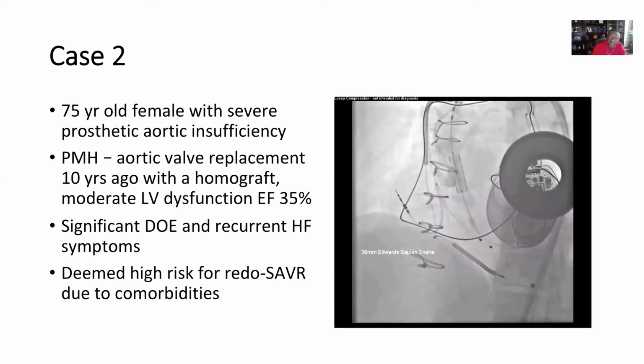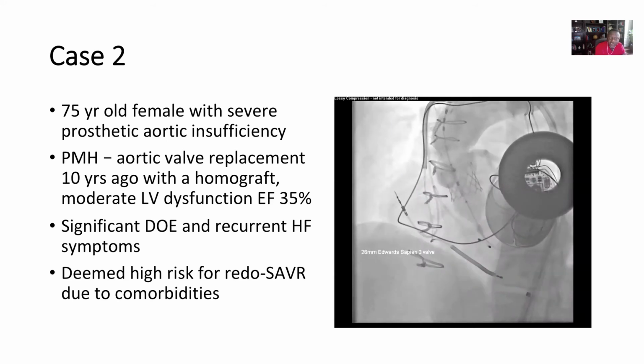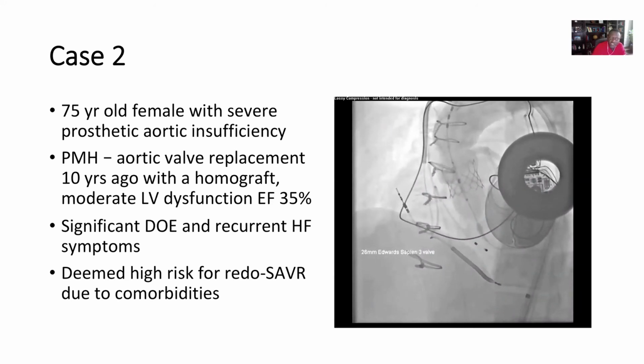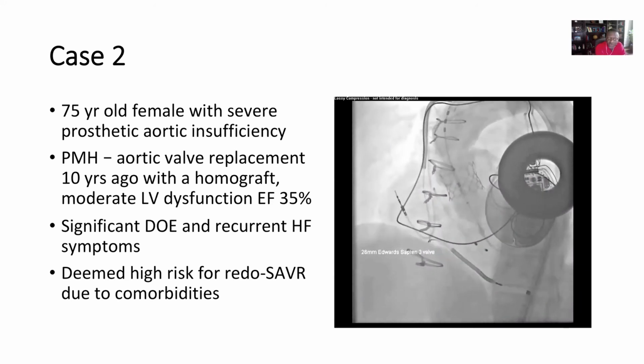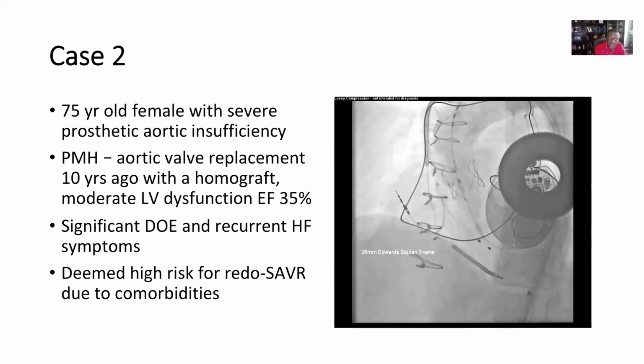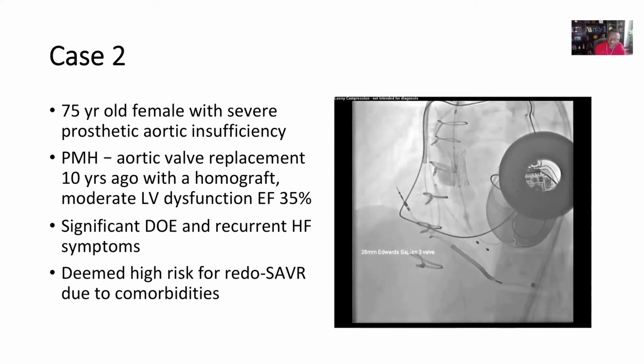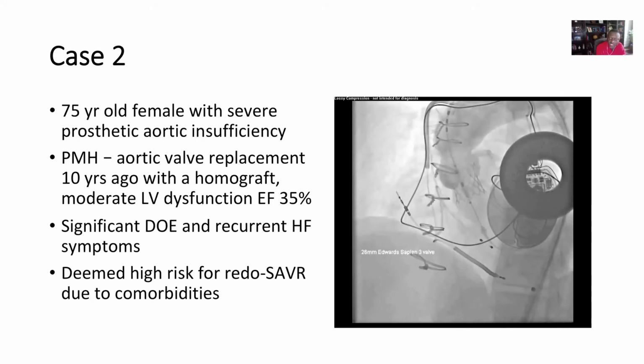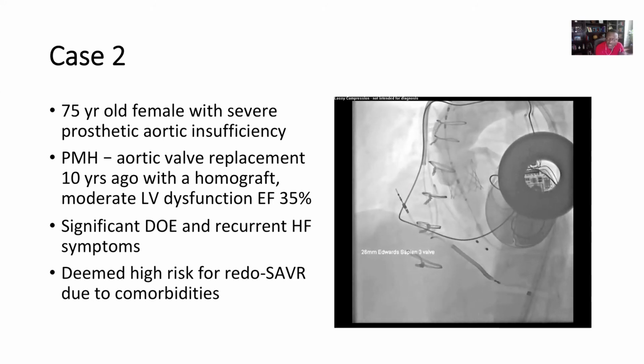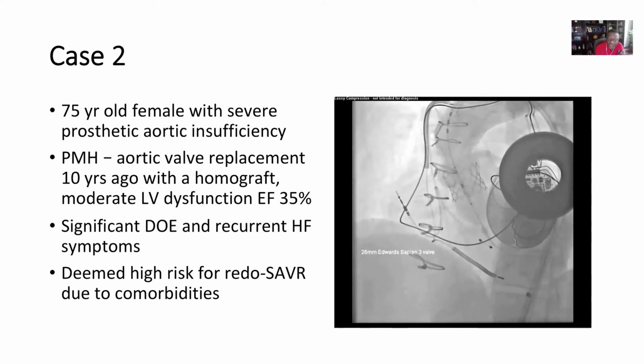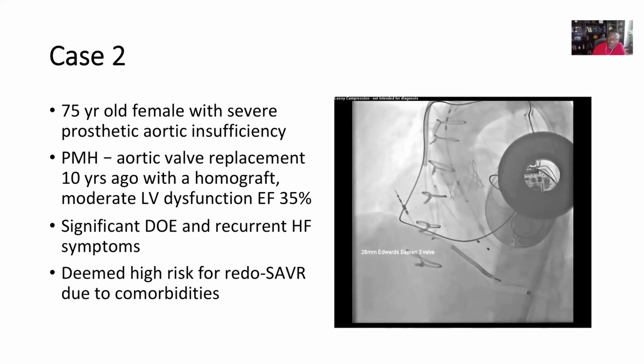The next case is that of a 75-year-old female with severe prosthetic aortic insufficiency. She had a history of aortic valve replacement with a homograft several years prior and had known moderate LV dysfunction. She had recurrent heart failure symptoms and was deemed high risk for redo surgery, so she was considered for TAVR due to her comorbidities.